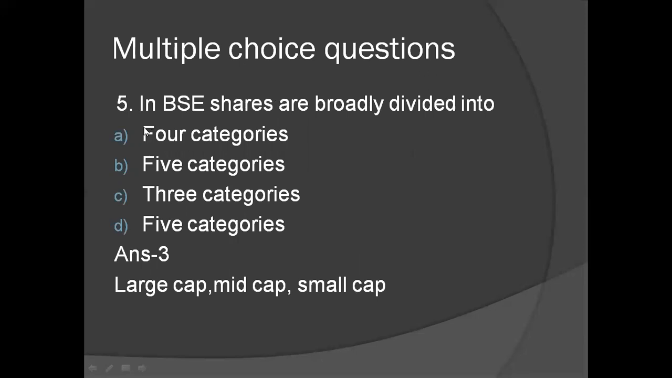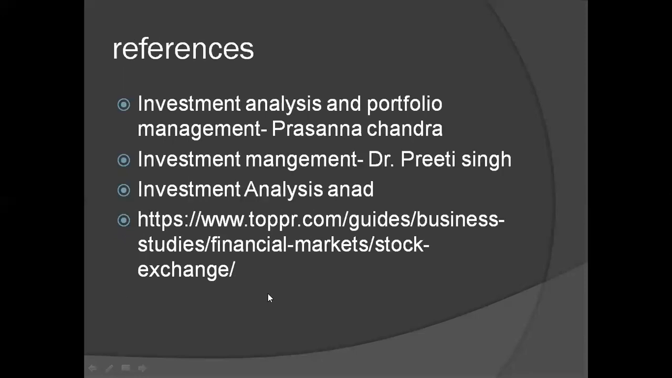The fifth one is, in BSE shares are broadly divided into 4 categories, 5, 3 categories or 5 categories. So the answer is 3 categories: large cap, mid cap and small cap.